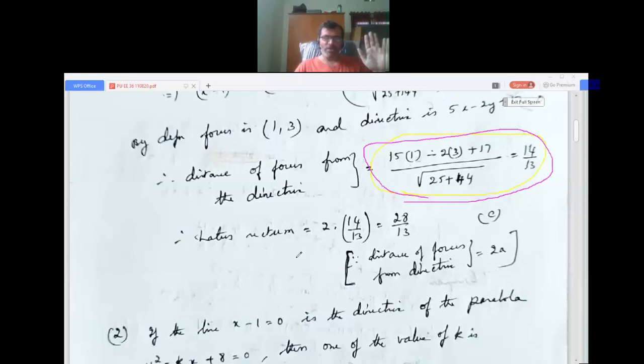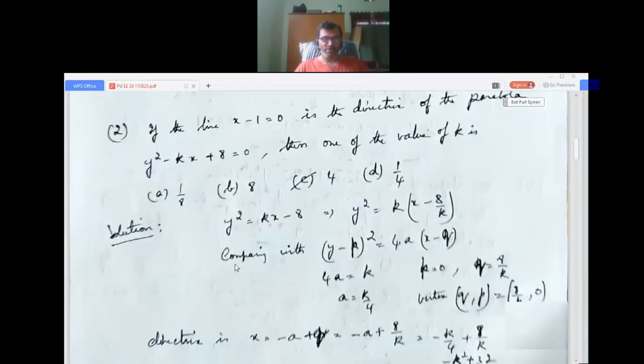Anyway, the length of the latus rectum is 4a, but the distance of the focus from the directrix is 2a. So the length of the latus rectum will be 2 into 2a, that is 2 into 14 by 13, that is 28 by 13. So the option is option C. Okay, 28 by 13. I hope you followed it. Any doubt you can ask.